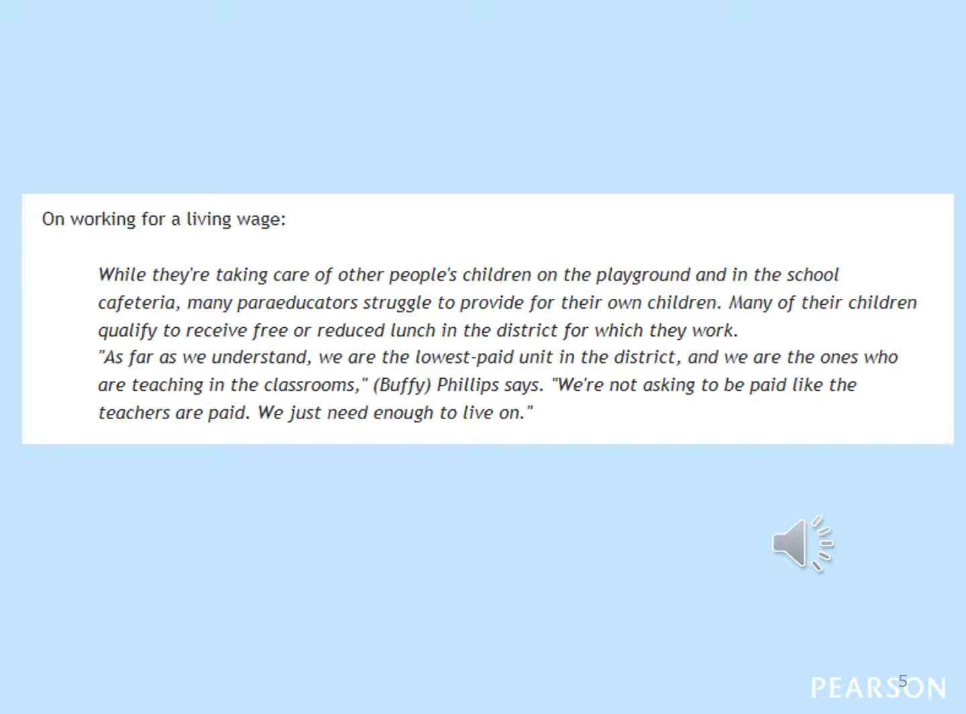Taken from our text, as conveyed by paraeducator Buffy Phillips, is a statement that is reflective of the current wages being offered to paraprofessionals on working for a living wage. While they're taking care of other people's children on the playground and in the school cafeteria, many paraeducators struggle to provide for their own children. Many of their children qualify to receive free or reduced lunch in the district for which they work.